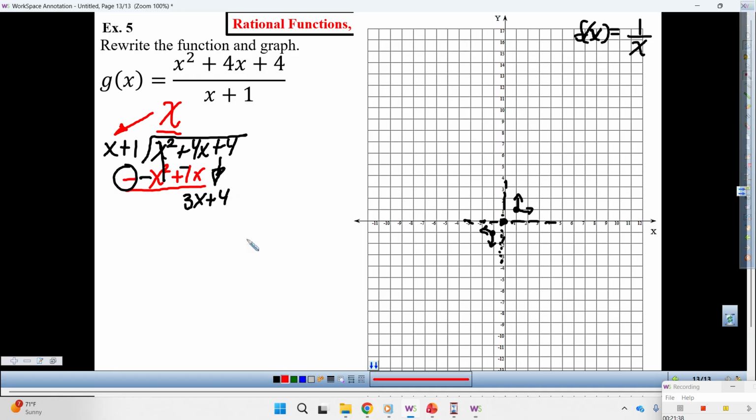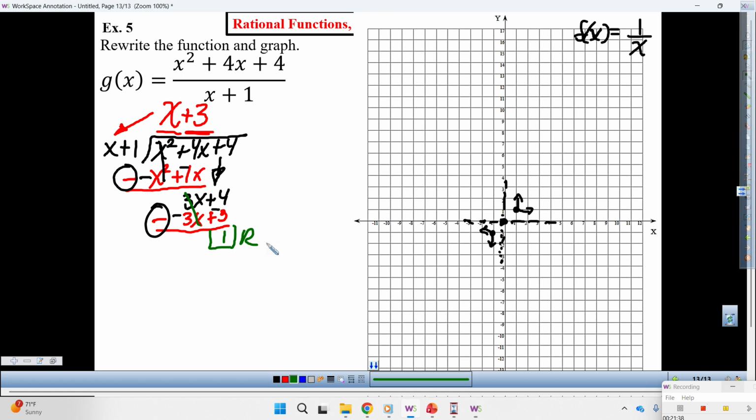Let's do it again. What number times x gives us 3x? Tell your neighbor. German, go. What number times x gives us 3x? 3. So positive 3. 3 times x, 3x. 3 times 1, positive 3. We're going to subtract. That means distribute that here and here. So this cancels. What is 4 minus 3? 1 remainder.